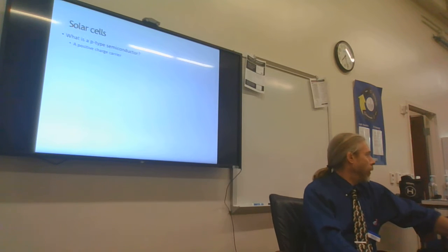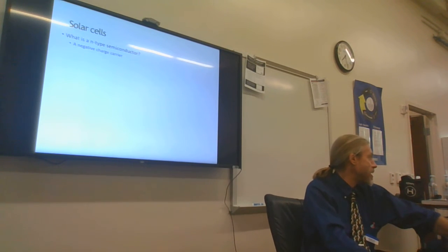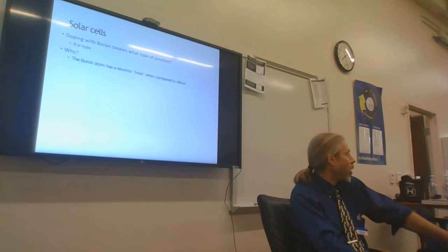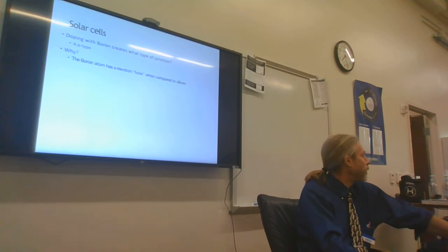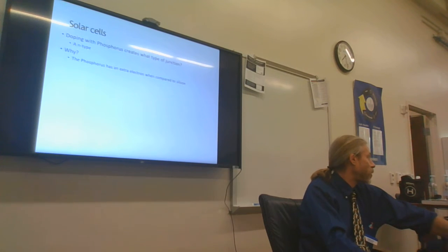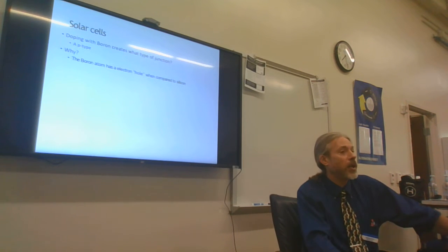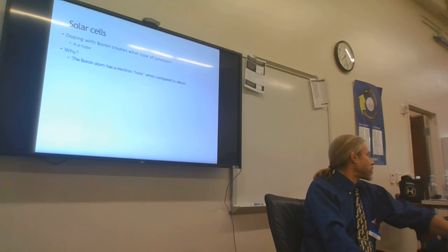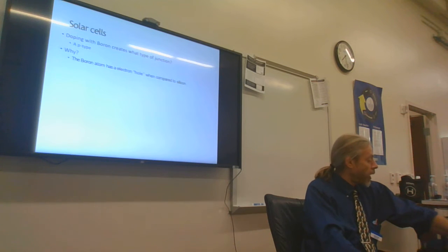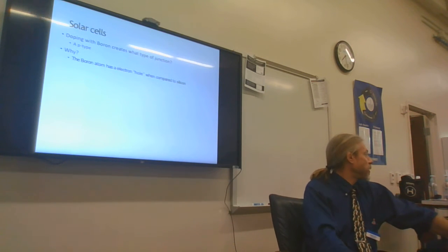P-type being a positive charge carrier, N-type being a negative charge carrier. Boron is used to create the P-type. Phosphorus is used to create the N-type. What's the difference? Well, boron has one extra, boron is the P-type, which means that it has one short electron.